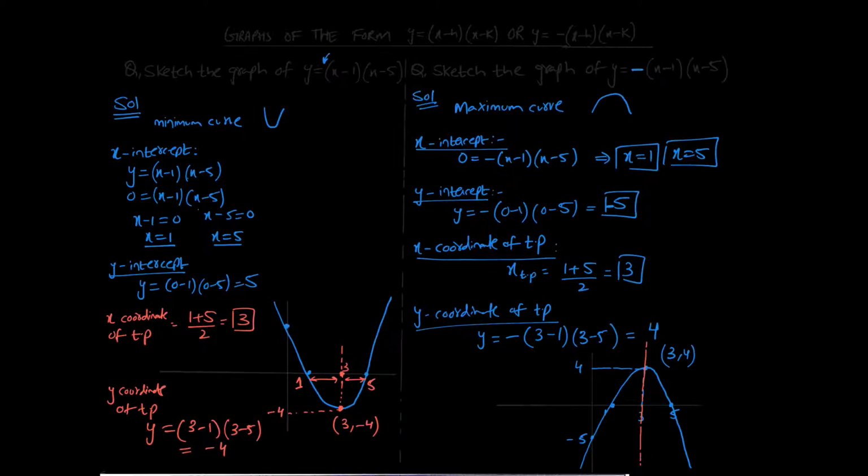So in order to summarize, what we have done over here is that for the equation that is in the form of y equals positive x minus h times x minus k, the graph opens upward. It's a minimum curve. The graph cuts the x-axis at this point h and this point k. The graph is symmetrical about the vertical line that passes through the minimum point. Now for the equation y equals minus x minus 1 times x minus 5, which was in the form of y equals minus x minus h times x minus k, the graph opens downward. The graph cuts the x-axis at h comma 0, which means that in this example 1 comma 0 and 5 comma 0. The graph is again symmetrical about the line passing through the maximum point. So the equation of the line of symmetry, as we discussed, is x equals 3.